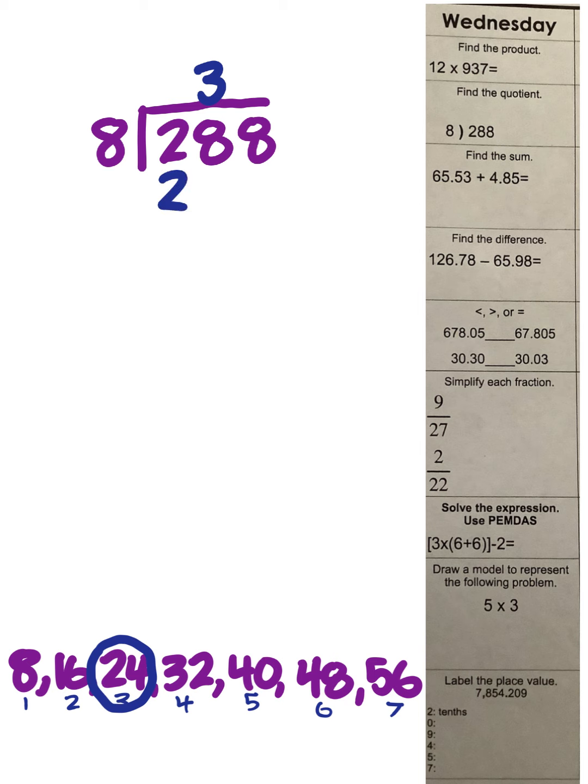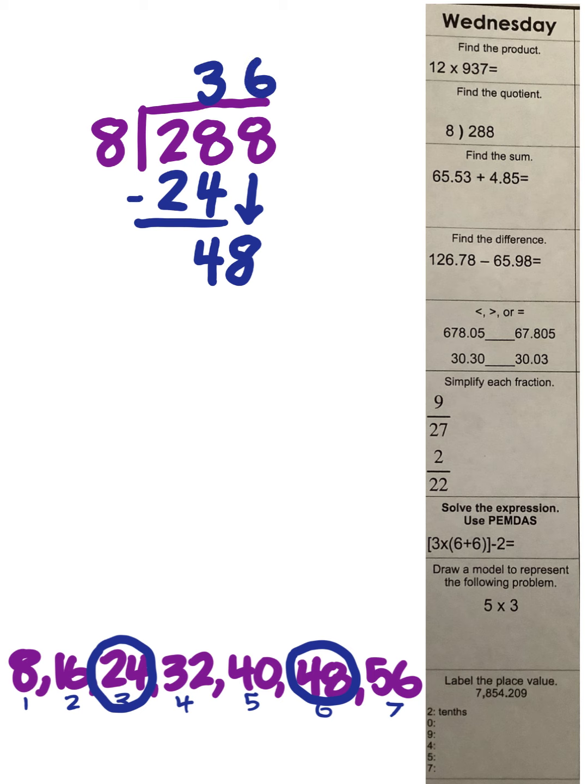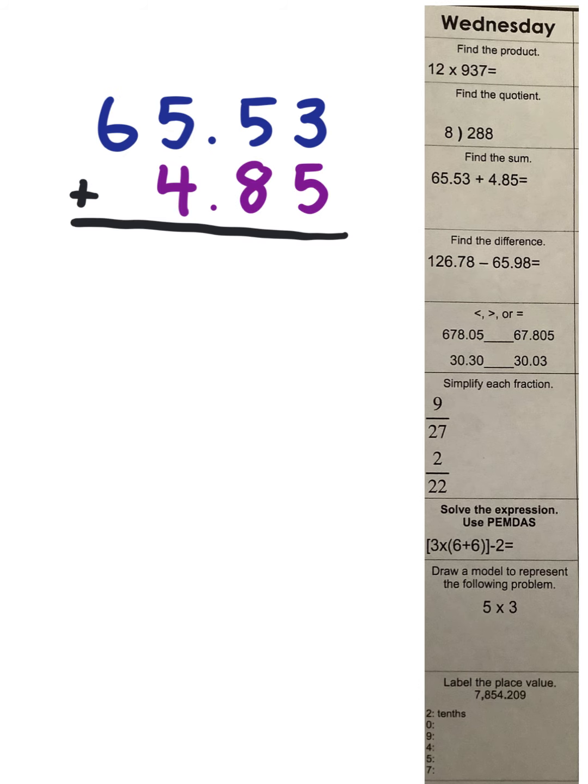8 times 3 is 24. I'm going to subtract. 8 minus 4 is 4. Bring down my 8, which is 48. I can look at my multiples and see that 8 will go into 48 6 times. 6 times 8 is 48. I'm going to subtract, and I see that my final quotient here is 36.